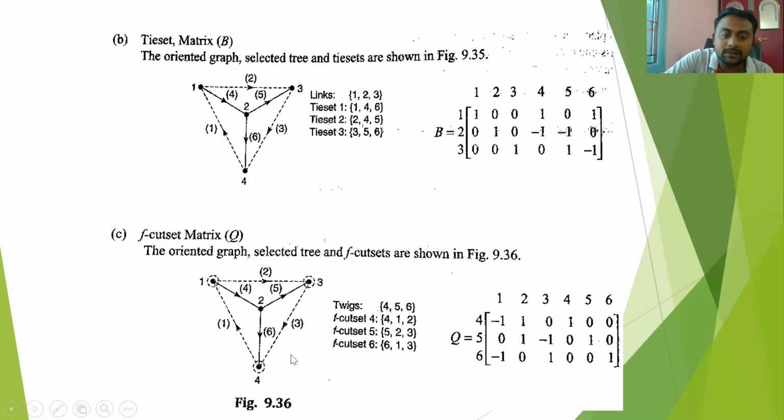For the third cut set, associated branches are 1, 6, 3. I have to consider the cut set direction as the sixth branch direction. For the sixth branch direction, third is following the same, one is opposing. Means for 1, I place minus 1. For 3, I place plus 1. For 6, plus 1. So this is the fundamental cut set matrix.